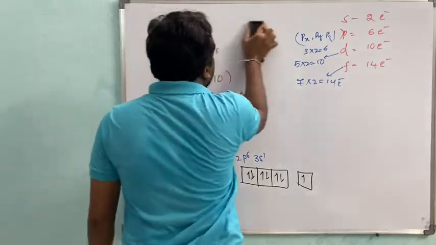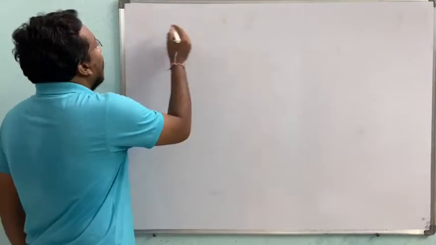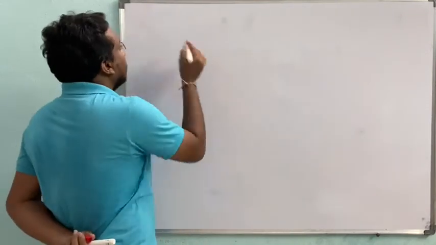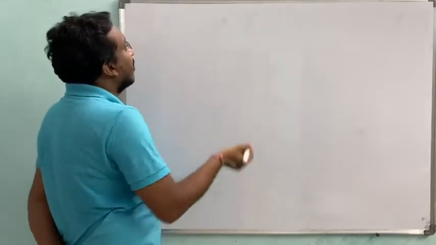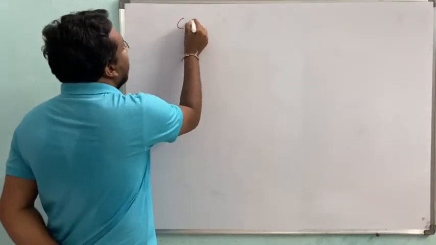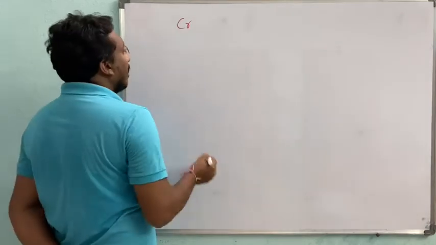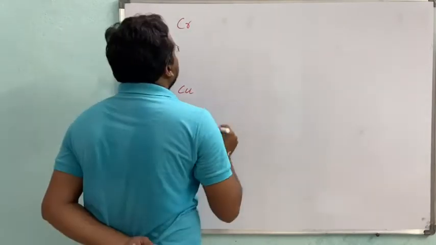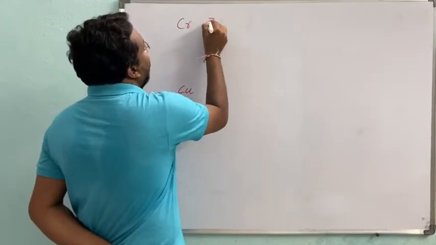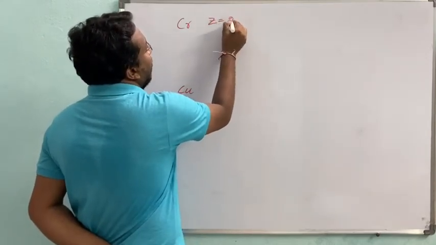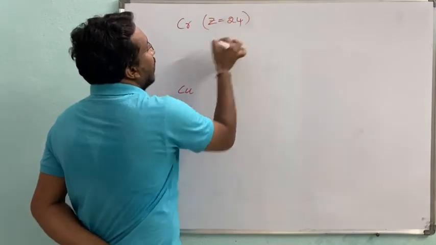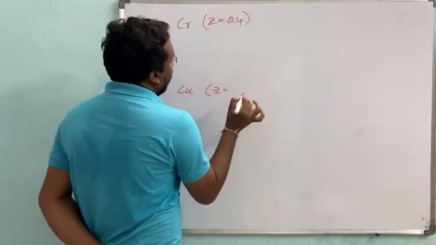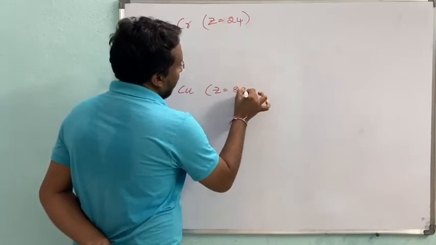Okay, right. Next, one more important observation. You may get this as a 2 mark question. Now write the electronic configuration of chromium and copper. Special cases we have to notice here. Atomic number of chromium is 24, and atomic number of copper is Z equal to 29.